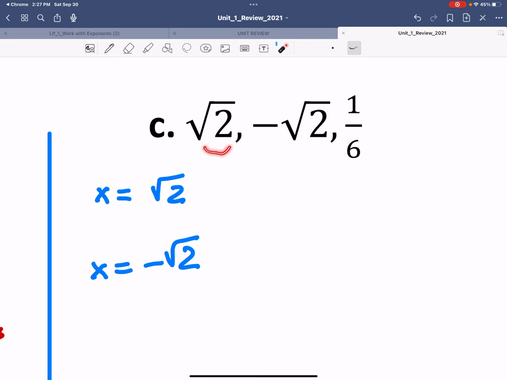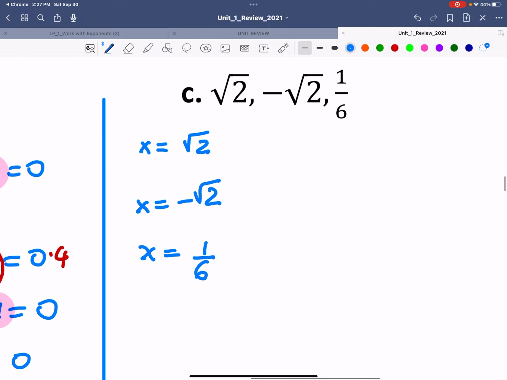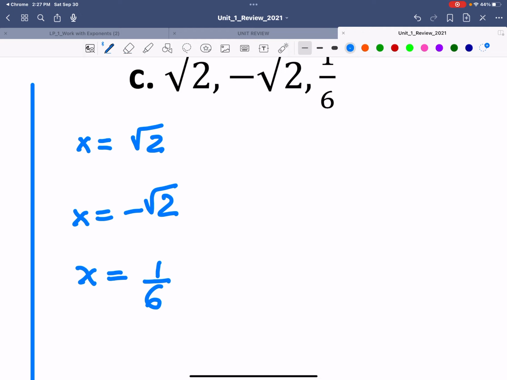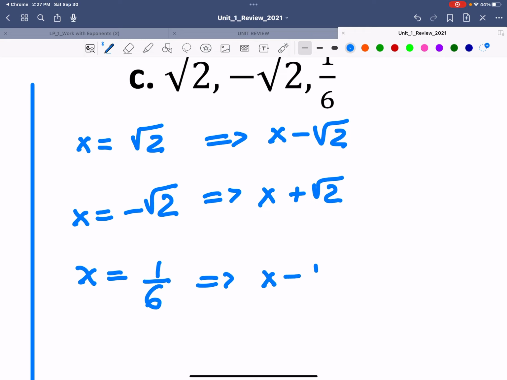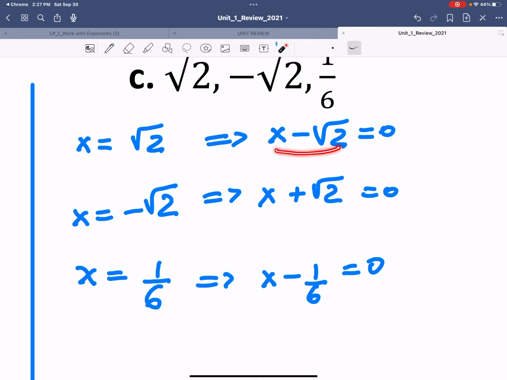But in this case, it's a little bit more simple and more straightforward, and we'll list the roots just like we normally do for any polynomial equation, just like in the previous examples. So let's create the factors. So we have x minus square root of 2, x plus square root of 2, and x minus 1 over 6. So the equations that we have solved have probably been x minus root 2 equals 0, x plus root 2 equals 0, and x minus 1 over 6 equals 0.